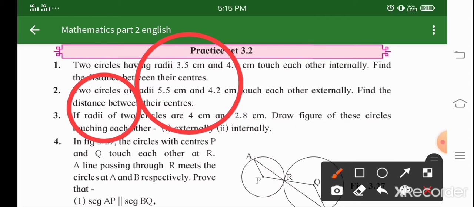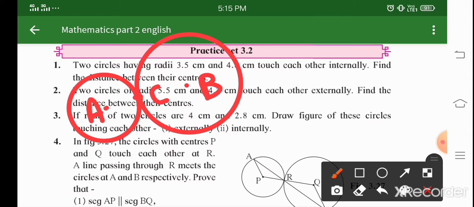Can you see the center of this circle is, suppose, A, and the center of this circle is, suppose, B, and they are touching at this point? Can you see this point? Let's say this point is C. So this is the externally touching circle.